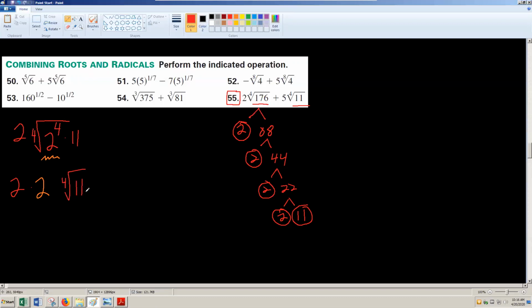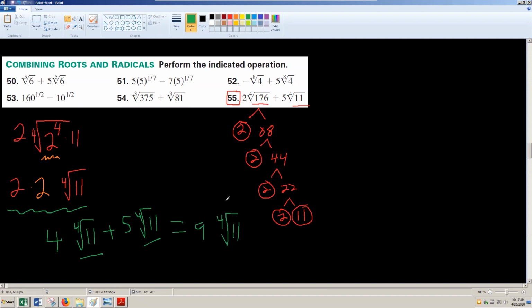So now I look at this and I say, oh, I can actually add these things together. This is just going to give me 4 fourth root 11, plus my 5 fourth root 11. Again, this matches this, so I'm saying 4 apples plus 5 apples. Cool. Ends up giving me 9 apples. It just happens that my apples here are fourth root of 11s. Not quite as tasty as a Mac.